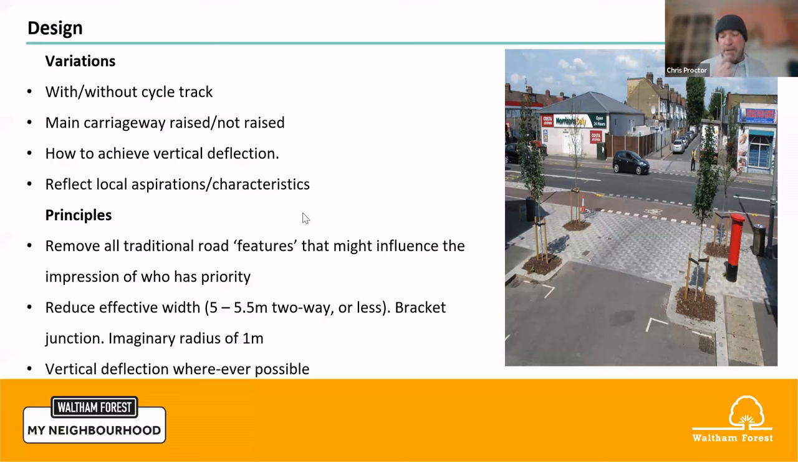And I've seen a lot of comments in the Q&A about refuse access and large vehicle access, but I think the view in Waltham Forest has been to really try and reduce those effective radii to really slow movements in and out, and accept that may mean certain bigger vehicles have to make movements that overlap into the main road carriageway. And on the speed reduction element, where we can, though not always possible because of engineering constraints or because you may have raised sections on the main carriageway, vertical deflection wherever possible.